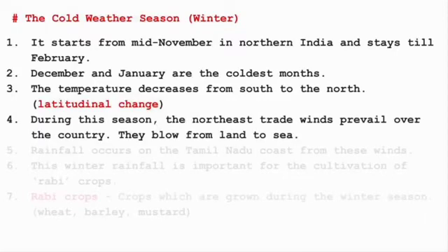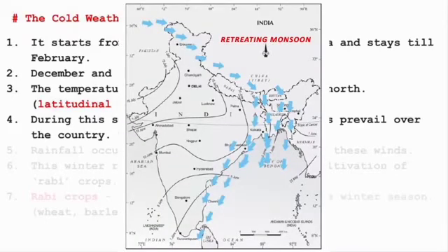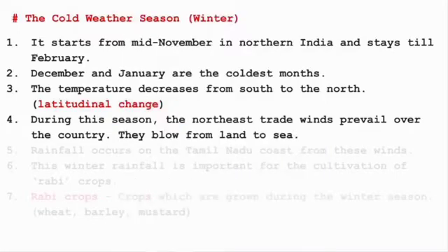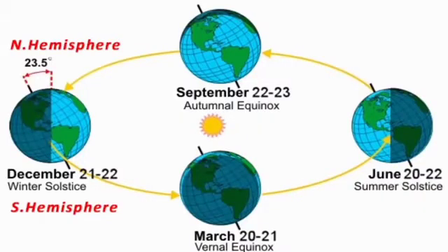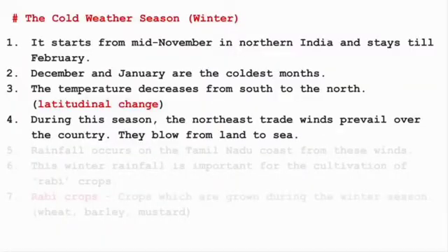During the winter season, the northeast trade winds prevail over the country. They blow from land to sea. The reason it's cold in the north at this time is because of the cold winds that are generated in the Arctic Circle. Because the sun's rays do not fall directly over the North Pole and South Pole area, all the cold winds generated in these regions move towards the equator.